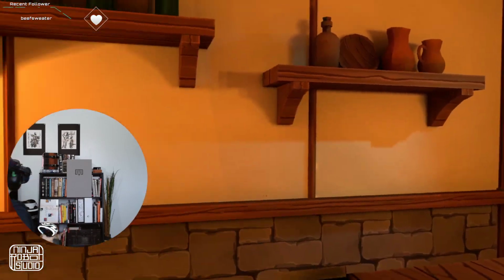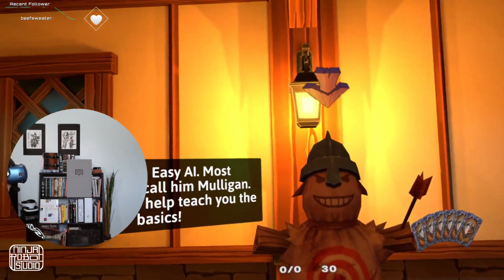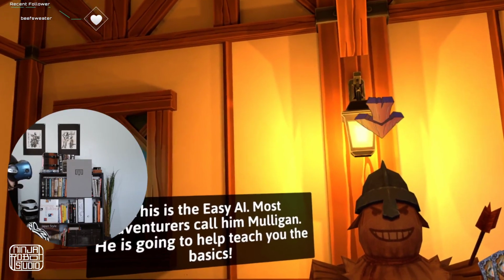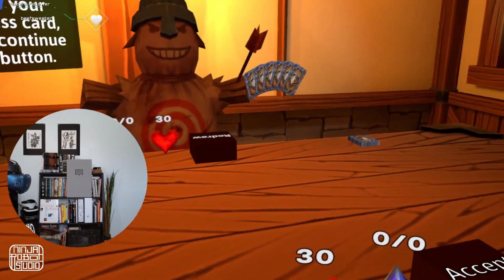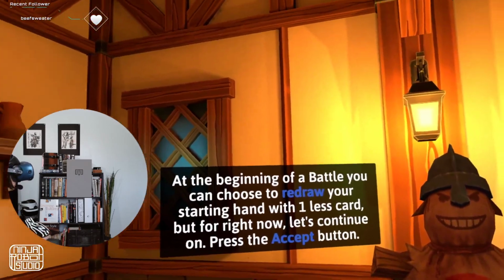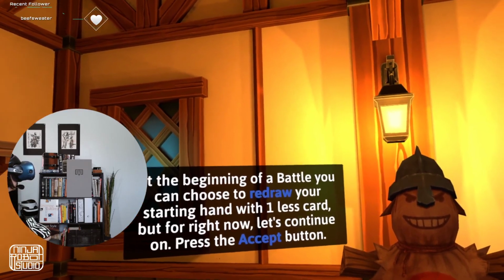This is the Easy AI. Most adventurers call him Mulligan. He's going to help teach you the basics. At the beginning of a battle, you can choose to redraw your starting hand with one less card. But for right now, let's continue on.